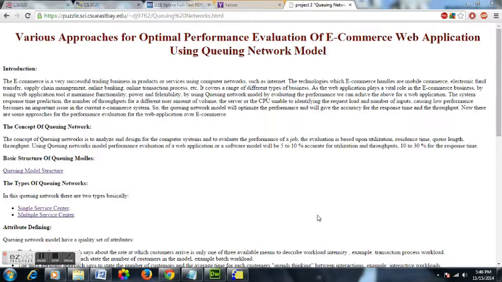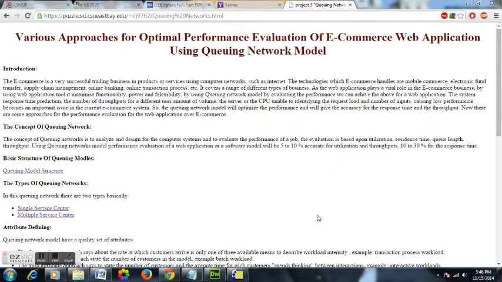Course number is CS6320, and this is my project. It is a various approach for optimal performance evaluation of e-commerce web application using queuing network. And now I'm going to give you a brief introduction. So I'm going to start.